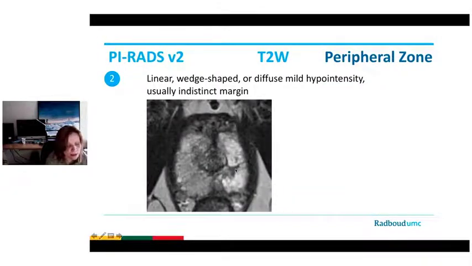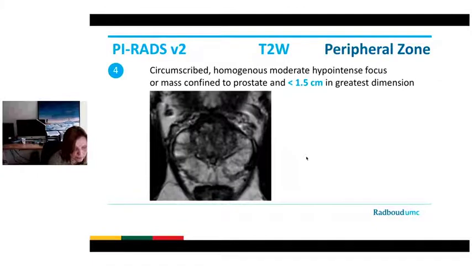If we see such wedge-shaped linear images or diffuse hypointensity, it's PIRADS 2 in the periphery, and usually these signs represent previous biopsies, fibrosis from prostatitis, or some trauma or other lesions that are not associated with cancer. But sometimes if a radiologist does not have practice, these lesions can be mistakenly taken for cancer.